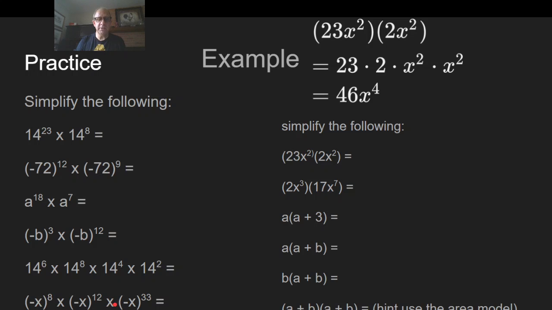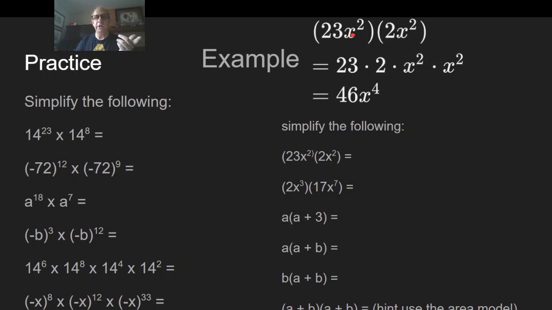The negative x is still the same base, so I'm just going to add up the powers. Right? This one is where it gets a little funky. So if I'm doing 23x squared times 2x squared, what I really want to do is put the numbers together that are the same. I can do this because of the magic of the commutative property. When I'm multiplying different numbers, I can multiply in any order. So I can move them around. I'm going to separate them.